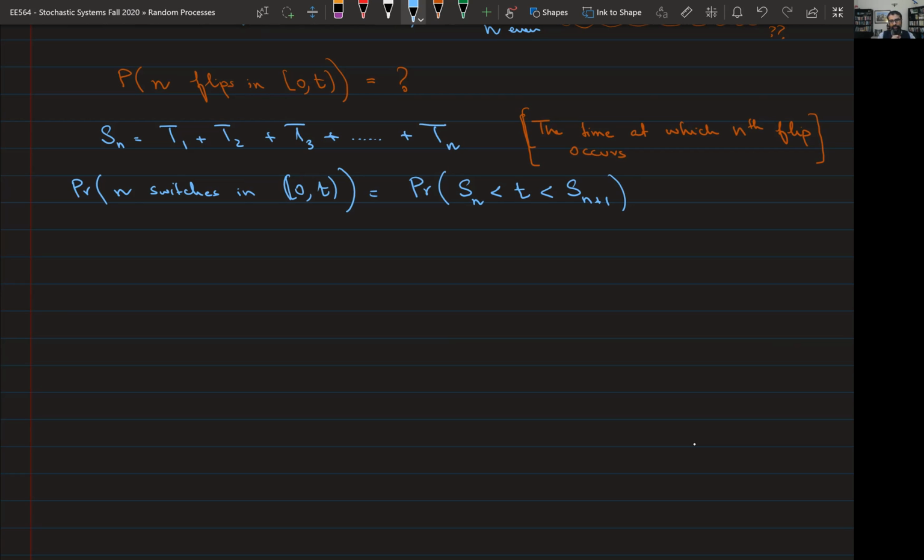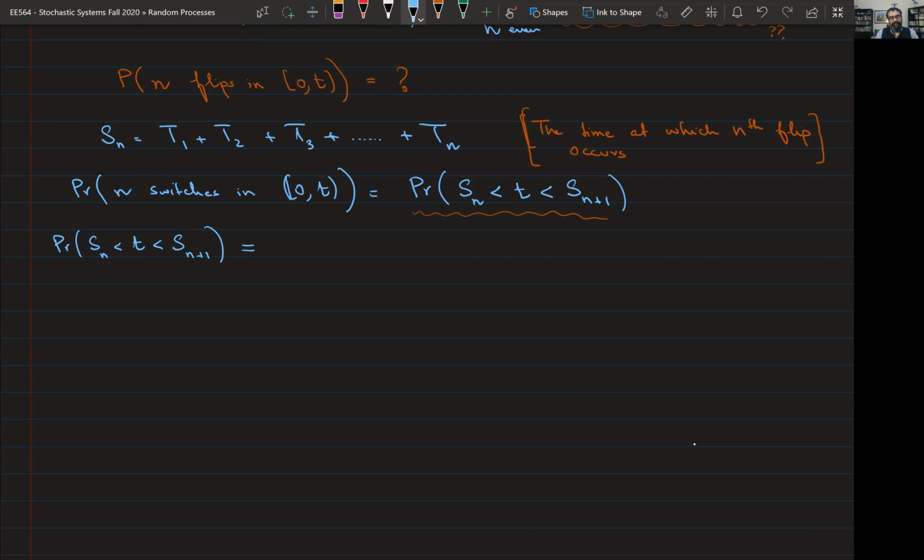Okay? So this is what we need to find. And that's all we need to do. So we're reducing it to smaller and smaller problems. Now our objective, therefore, is to try to evaluate what this is. What is the probability that Sn is less than t is less than Sn plus 1? And for this, I am going to follow an approach which is slightly different from what's there in the textbook. So this is one of the examples in the textbook, by the way. The way the textbook solved this problem is in a slightly different fashion.